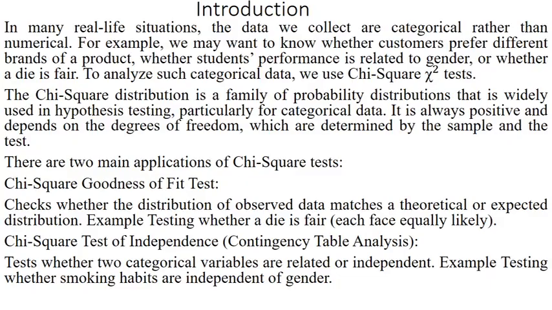The second application of chi-square is the chi-square test of independence, which is our contingency table analysis. What do we use the chi-square test of independence to do? We use it to test whether two categorical variables are related or independent. For example, testing whether smoking habits are independent of gender.